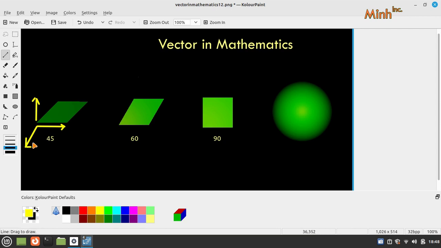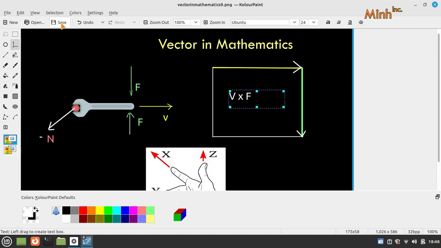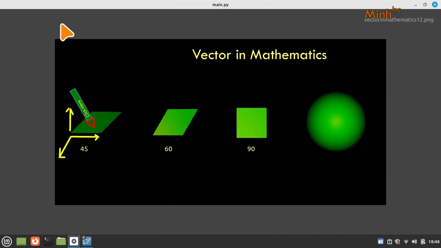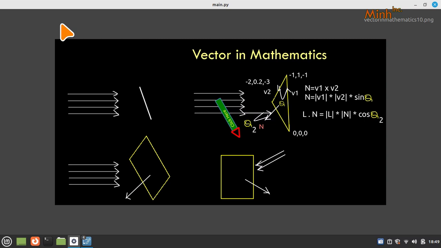If the angle is 45 degrees, this is 45 degrees. The normal will be perpendicular to the surface, but its strength will be less. Here the strength will be more because sin 60 is more. And when it reaches the full rectangle or square, then the angle is 90 degrees and the strength would be maximum as per this calculation. Now first we are calculating the normal.